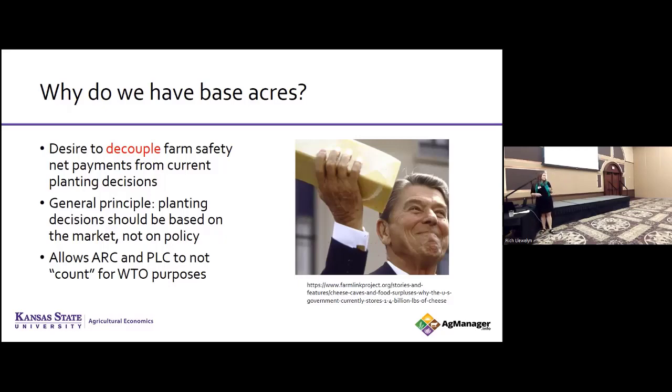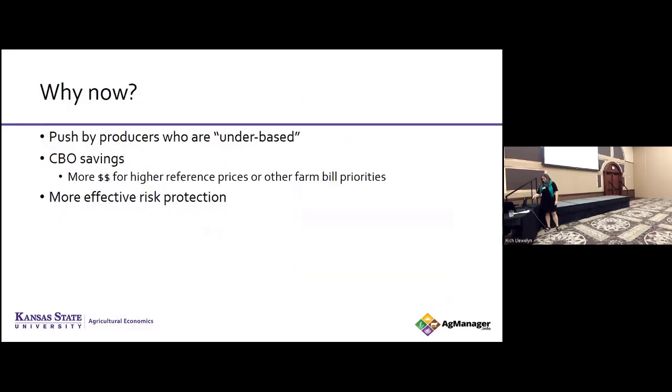The formal term is decoupling. We want to decouple, or make planting decisions and production decisions separate from policy. It also helps with the World Trade Organization. We have a total amount of support we're allowed to give to the agriculture sector. If you have base acres, ARC and PLC don't count, so they don't go towards that.